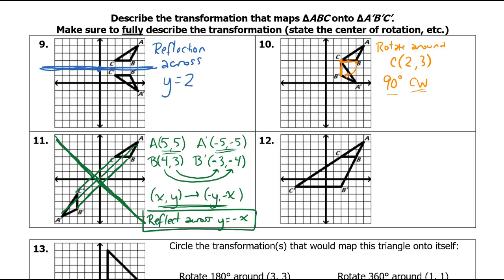Number 12, I hope it's very clear that that's a dilation. Your triangle has gotten larger from ABC to A prime, B prime, C prime.